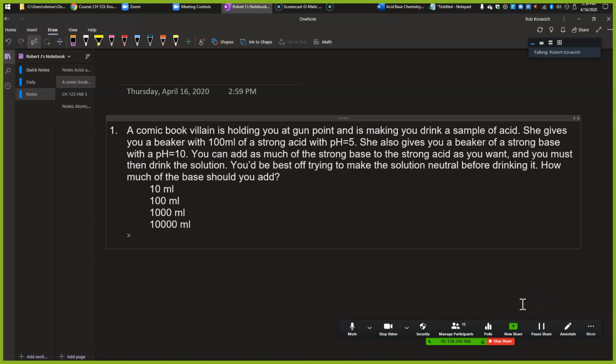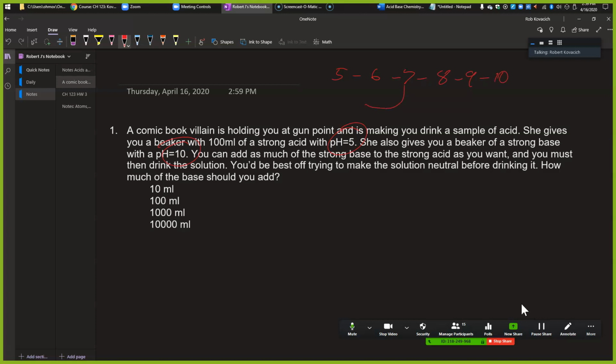Okay, so what's the difference between pH 5 and pH 10? 5 orders of magnitude. Okay, so if I've got a 7, go to 6, go to 5, 8, 9, 10. So how much more concentrated is 5 than 7? 100 times more concentrated, right? Because this is 10 to the negative 7th, and this is 10 to the negative 5th.